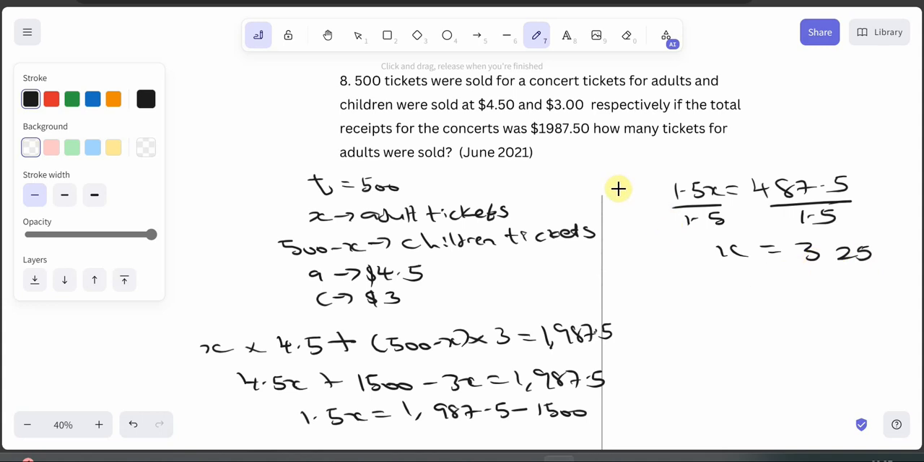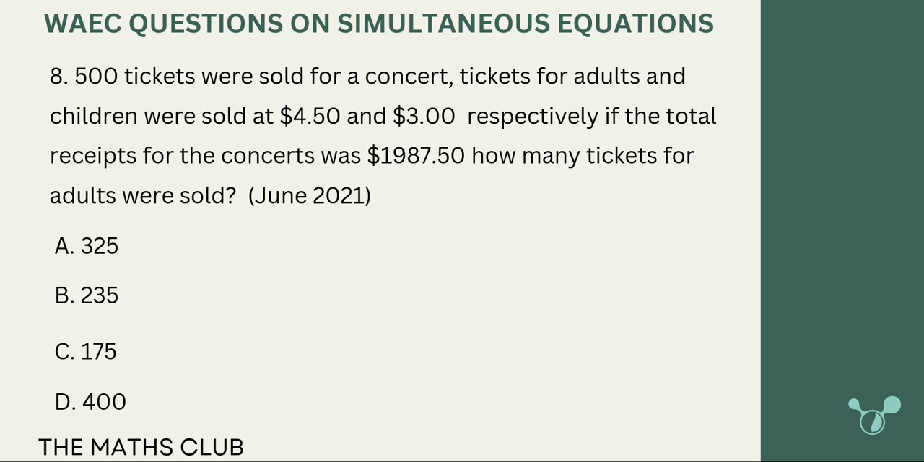The question is, how many tickets for adults were sold? And that is our value for x. So we already know that our x, I could say, therefore, the tickets sold for adults was 325. So this is how we actually do it. Just try to break it down, right? If 500 tickets were sold in total and x is the total number of tickets sold for adults, that means 500 minus x was the number of tickets sold to children, and then we just use that information to find our x. Let's see if we're correct. So that should be option A.